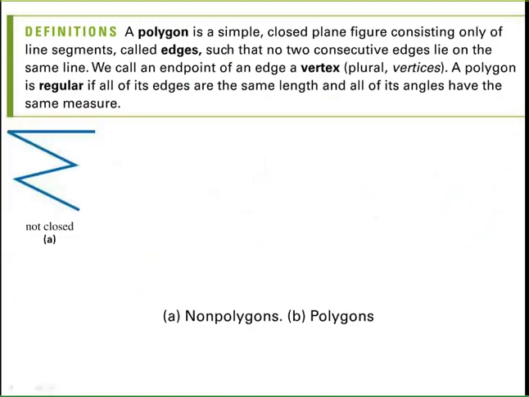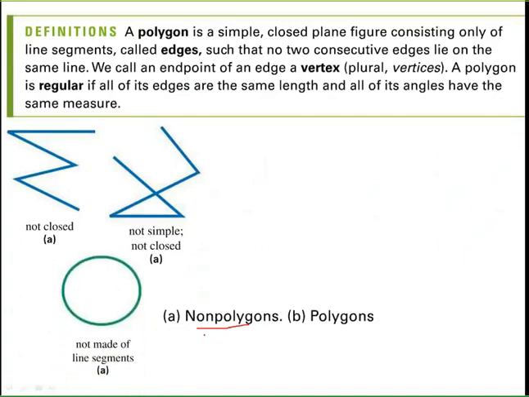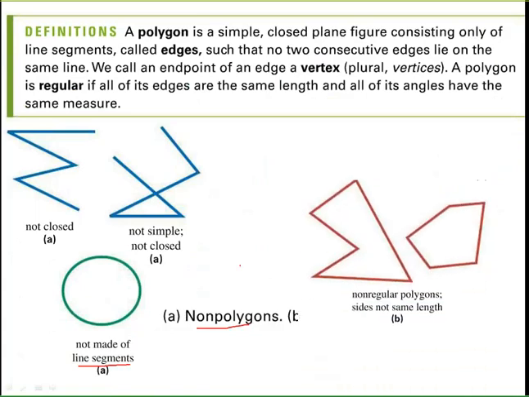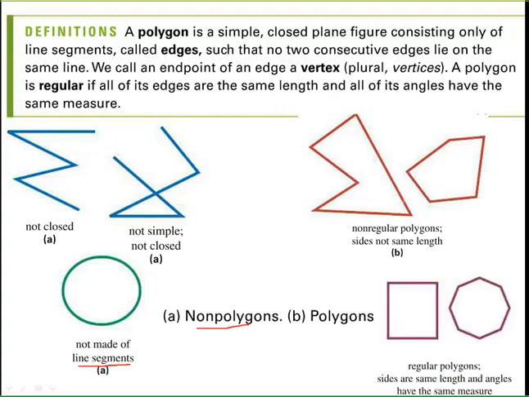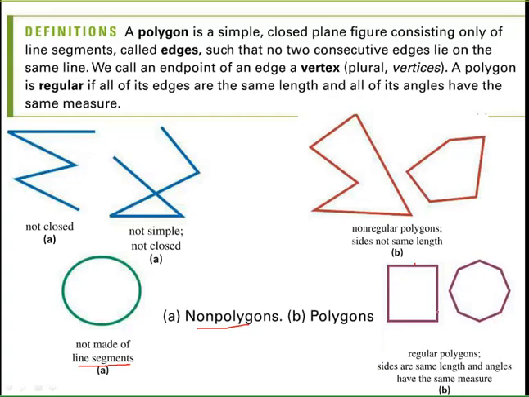So this is not closed, therefore it is a non-polygon. This one is not simple and is not closed, still not a polygon. This is a circle, but it's not a polygon. A polygon has line segments. A circle is not a line segment. Here are some polygons. So these are simple and they are closed. Okay. Here are some more polygons. These are simple and closed.